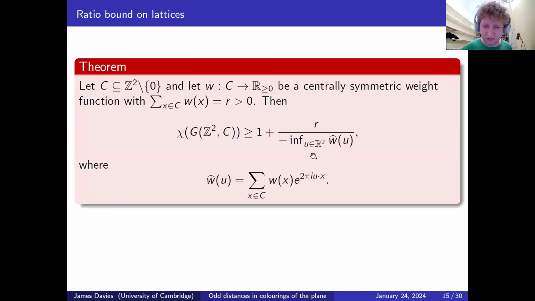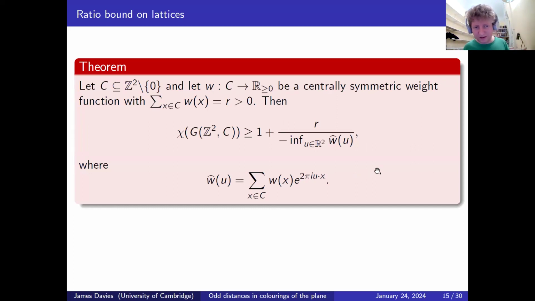And this W hat function is going to be this exponential sum, where for u in R squared, we've got the summation over each generator x of the weight of that generator, timesed by e to the 2 pi i times the inner product of u and x.